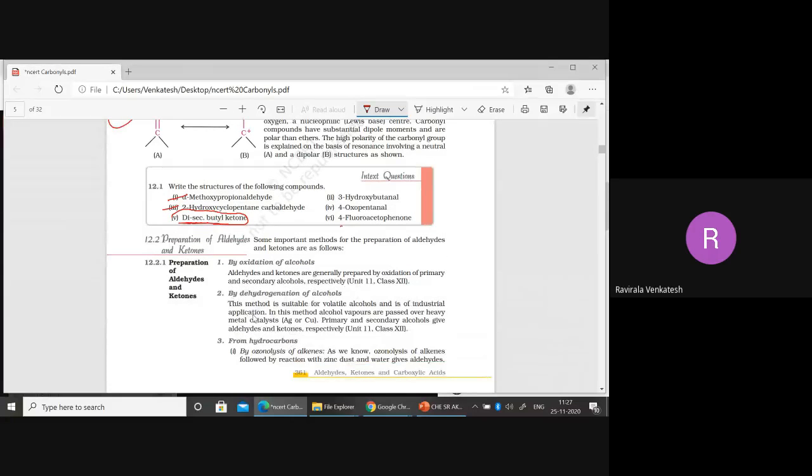4-fluoroacetophenone. How do you get 4-fluoroacetophenone? Already told you, acetophenone is like this: CH3, C double bond O, Ph. Ph means I am writing like this, benzene. Now this is the first carbon, second carbon, third carbon, fourth carbon. Put fluorine here. Put here fluorine. This will be the 4-fluoroacetophenone.